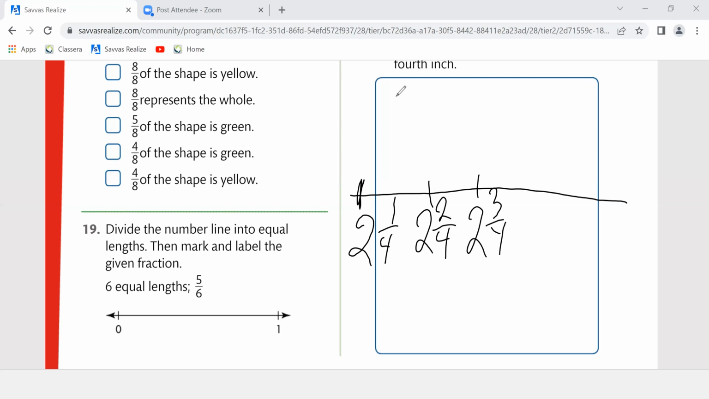Then do we count number 3? Yes. Number 3, we count. And what else do we count? 3 and 2/4. This is what we have in our tables.